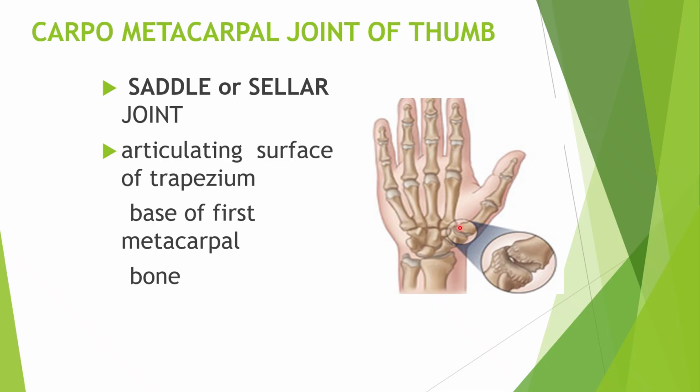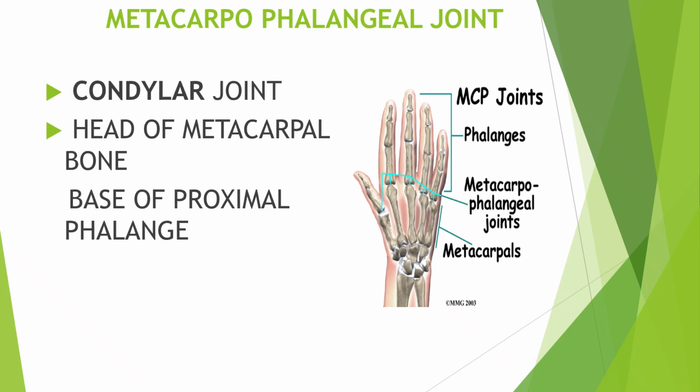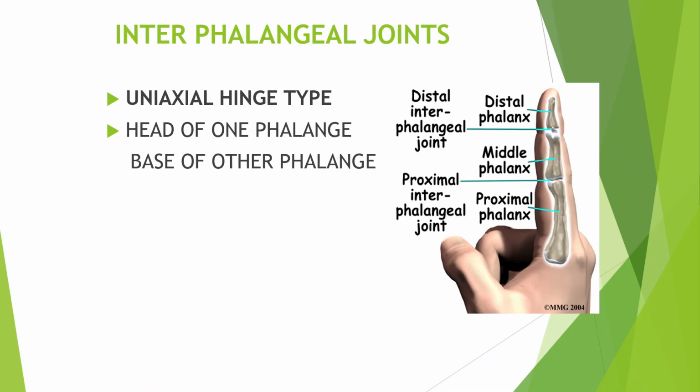Saddle joint, the first carpometacarpal joint of the thumb, is a saddle or sellar joint. Metacarpophalangeal joints are condylar joints. Interphalangeal joints are hinge variety of joints.